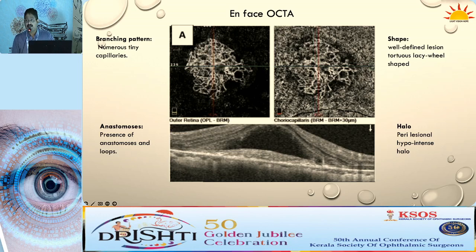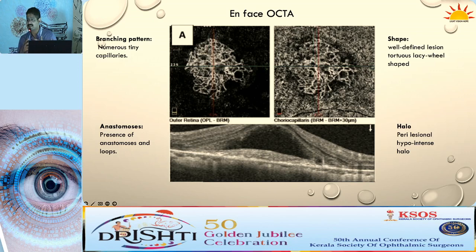Now, this perilesional halo is seen in the ORCC slab or the choriocapillary slab. If you look at this image over here, you can see the CNVM here, and surrounding it is a dark lesion. You don't see much vessels or anything over here. This is the perilesional halo, and it indicates activity.